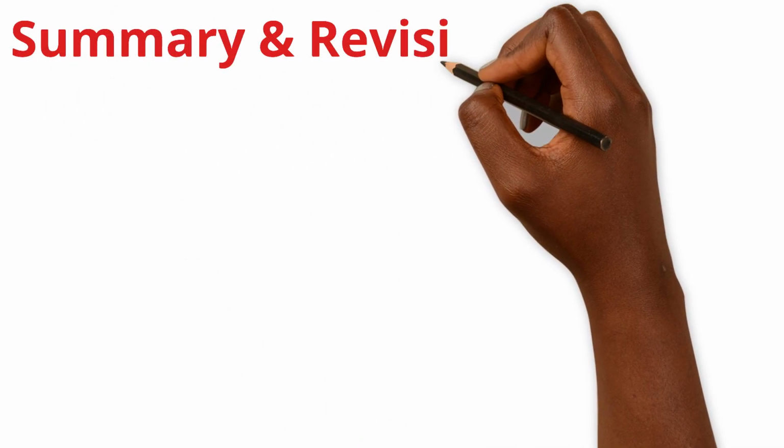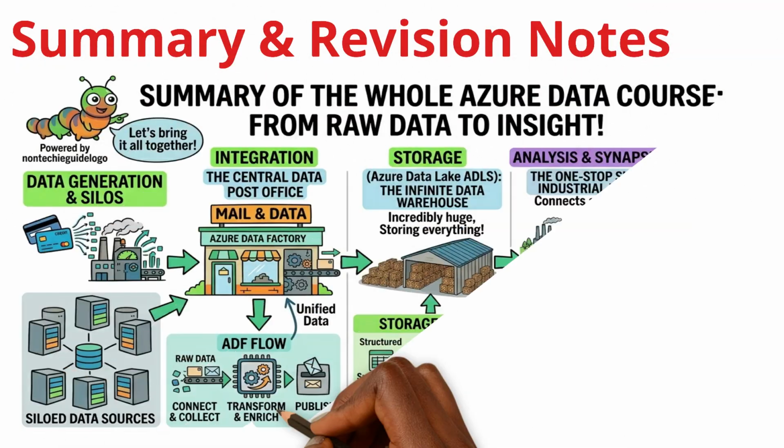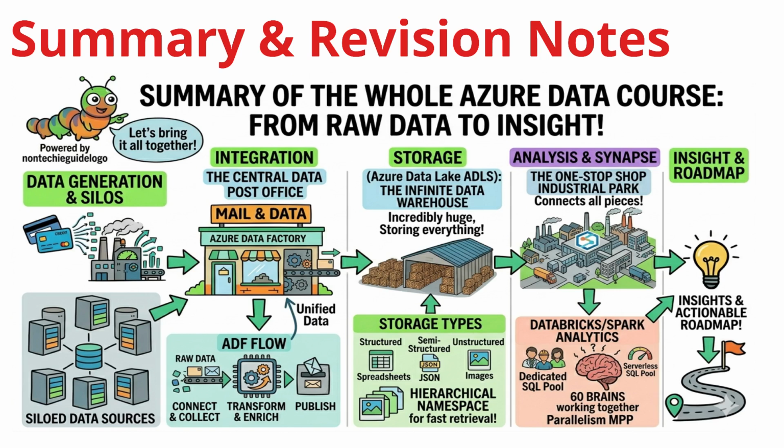This course provided a comprehensive overview of how businesses harness the explosion of modern data. It began by exploring the challenges of data generation in silos, demonstrating how organizations were overwhelmed by fragmented information. From there, it introduced Azure Data Factory, which acted as a central post office collecting data and transforming it into unified pipelines. We then covered Azure Data Lake, a massive storage warehouse capable of holding all data types, from structured to unstructured, using a hierarchical structure for efficient access.